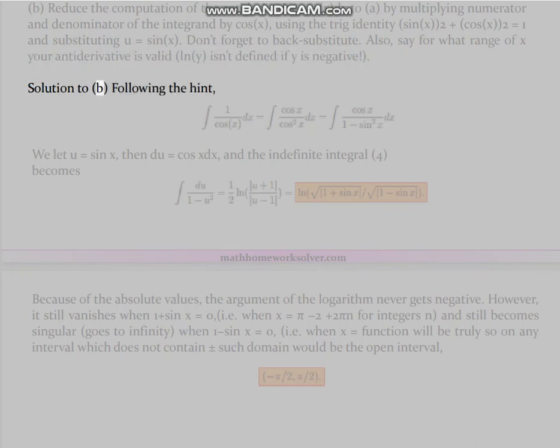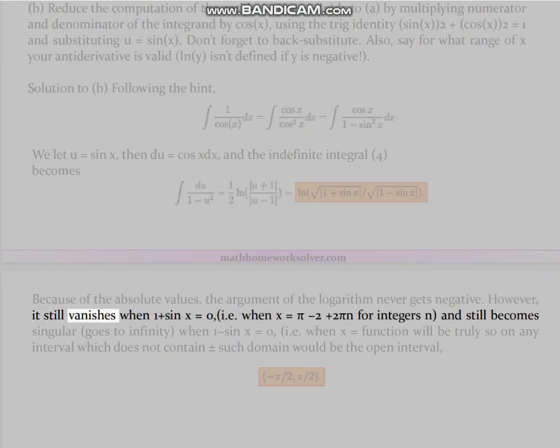Solution to B. Following the hint, we let u equals sin x, then du equals cos x dx, and the indefinite integral becomes, MathHomeworkSolver.com. Because of the absolute values, the argument of the logarithm never gets negative.